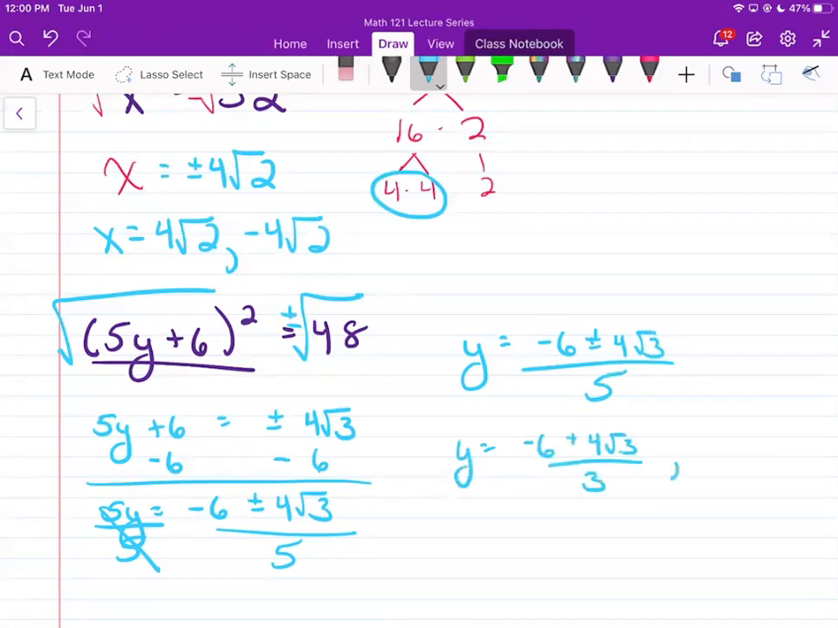negative 6 plus 4 square roots of 3 over 5, or negative 6 minus 4 square roots of 3 over 5. Let me change that to a 5 there.